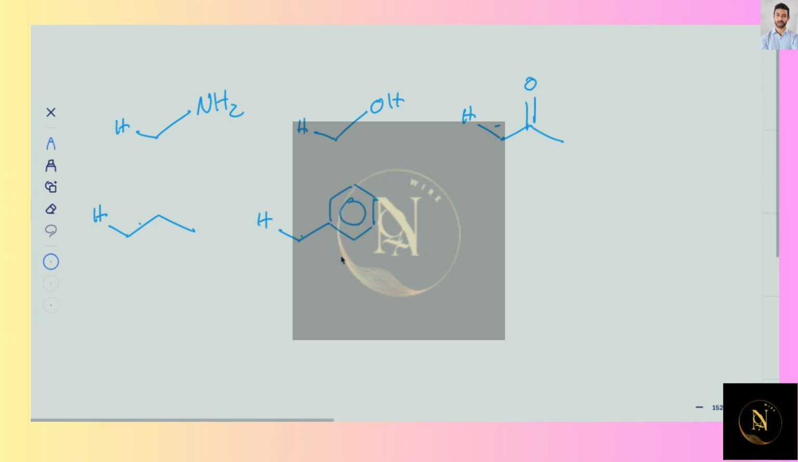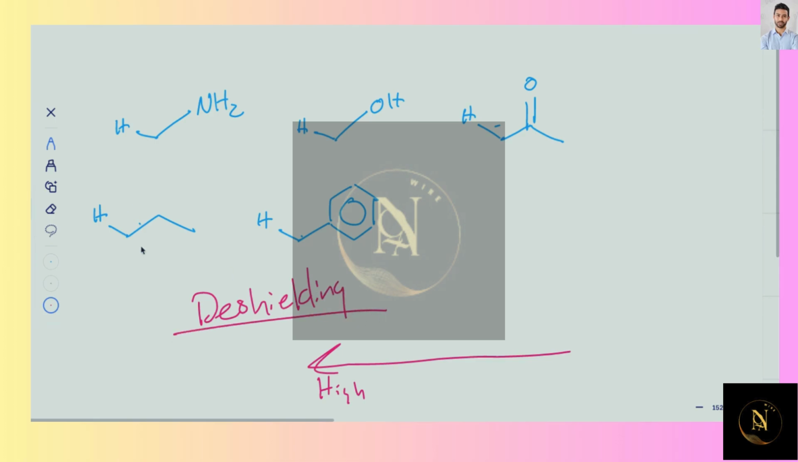And the question is, which of these will be the most downfield? What is meant by downfield? That means to the left, right? Highest chemical shift. How does something end up further downfield? De-shielding. The more de-shielded something is, the higher downfield it is, right?